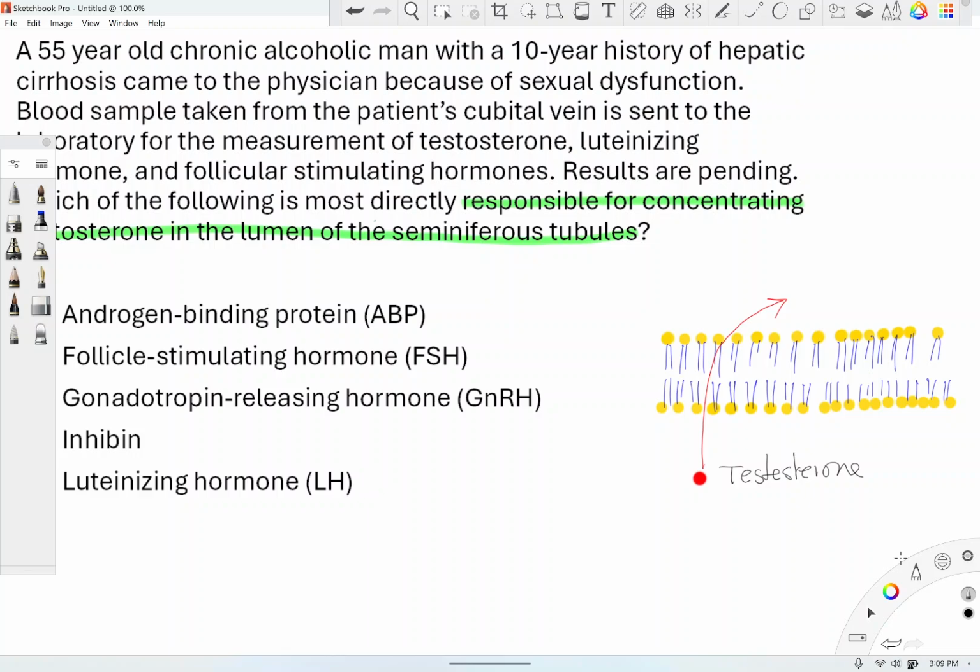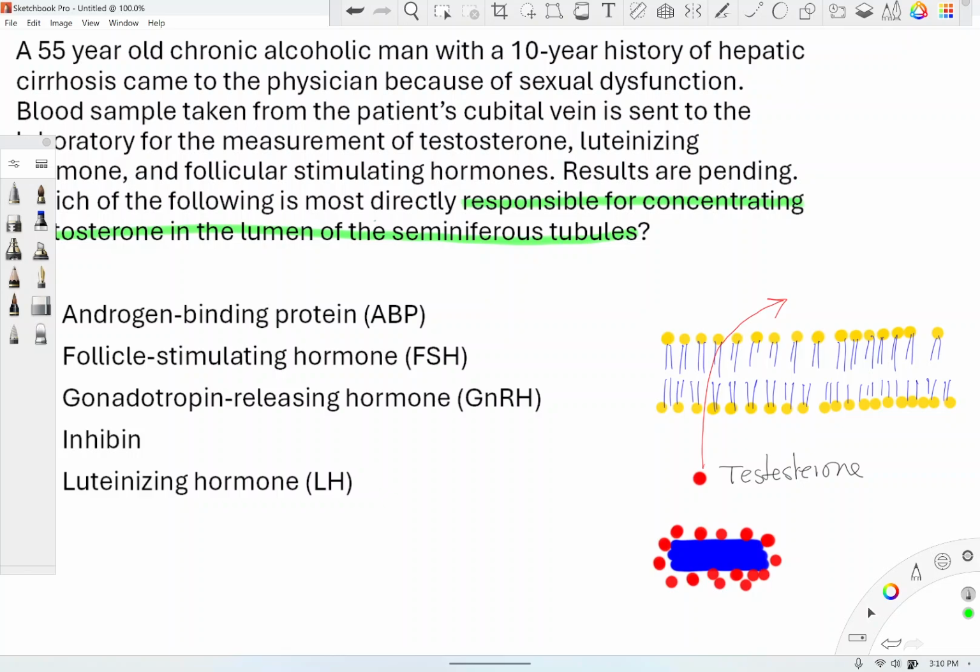So we need a protein. Let's say blue is a protein. We need a protein because proteins are large and they're negatively charged, so there's no way a protein can leak through a cell membrane. A protein cannot freely diffuse through a cell membrane, which makes our life easier. So we want testosterone to be bound. All the testosterone that is produced should attach to this protein, and the protein will prevent the testosterone from leaking, so it is concentrated. The name of this protein is androgen binding protein, ABP.